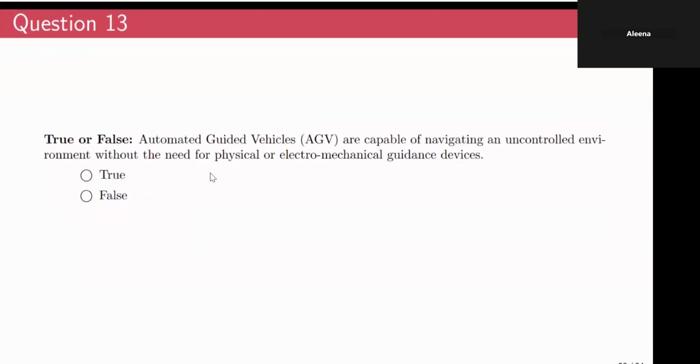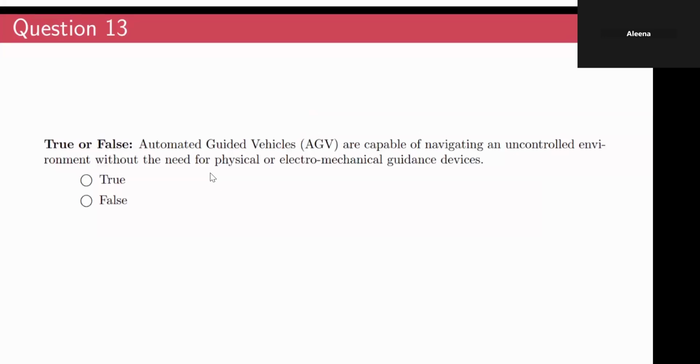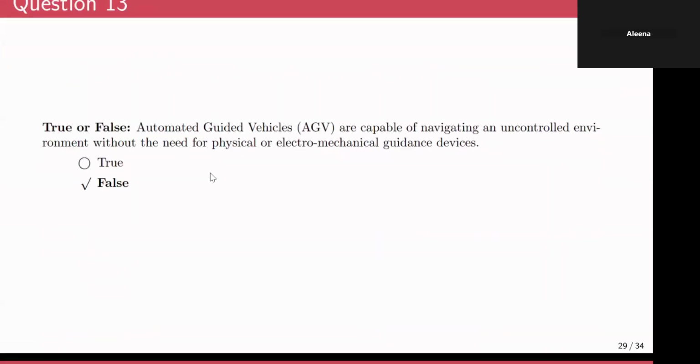And question 13, it's again a true or false question. AGVs are capable of navigating an uncontrolled environment without the need of physical or electromechanical guidance systems. So are AGVs capable of navigating an uncontrolled environment, or is it applicable for AMRs? It's applicable for AMRs, indeed. So the answer is indeed false.